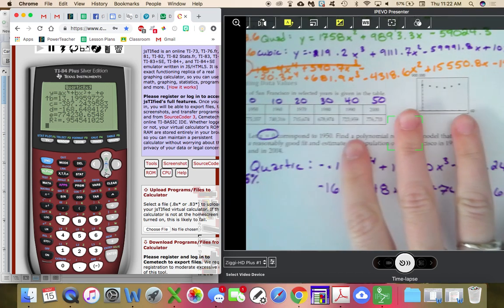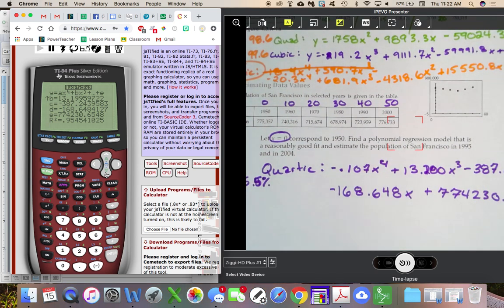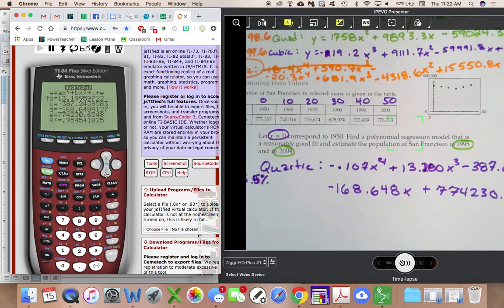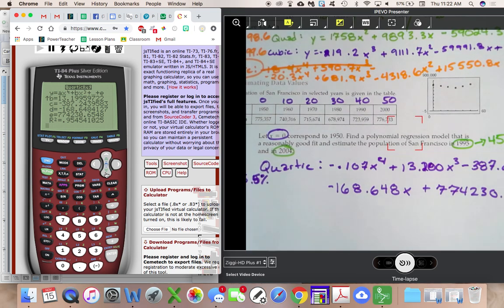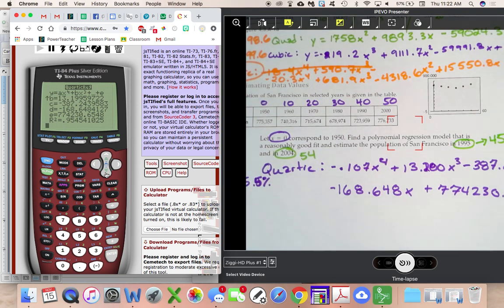Now, it also asks the question, estimate the population of San Francisco in 1995. I'm not going to do that, but I'm going to tell you how to do that. Do we plug 1995 in for X? That's not going to work. If we plug it in for X, we're going to get a really screwy number. Why? Because I want to do 45, because that's what I've changed my X's to. Does that make sense? What would 2004 be? 54. So you would plug those in and you can solve that.